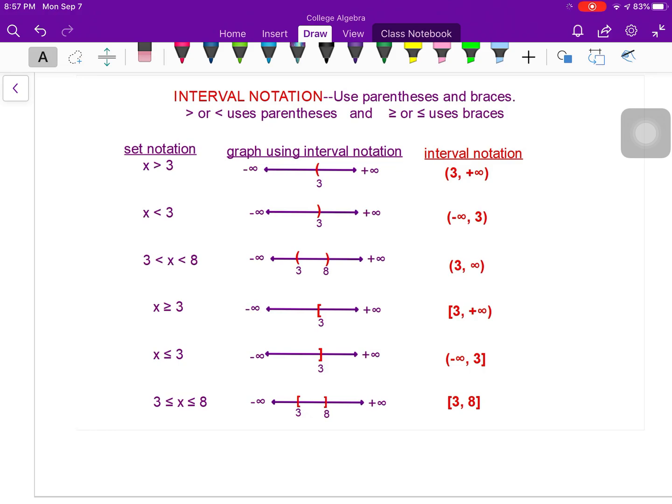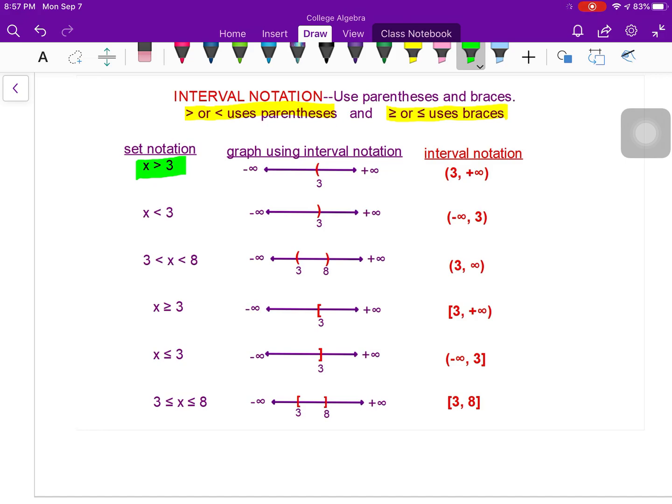Something new may be interval notation. We usually have used parentheses and braces when we have interval notation. If something is less than or greater than, we use the parentheses. When you have the equal bar with it, you will use the braces. So the first example I have is x is greater than 3.